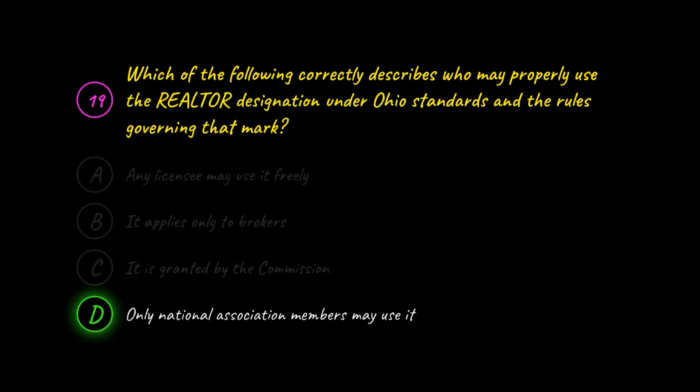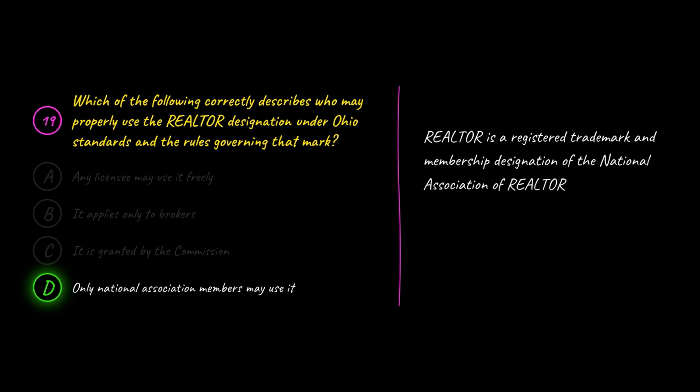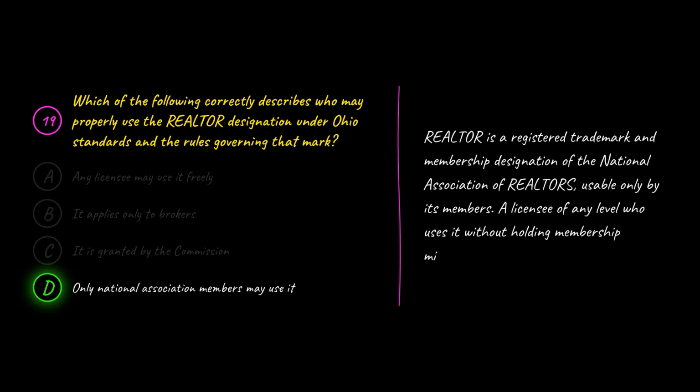The correct answer is D. Only National Association members may use it. D is correct because Realtor is a registered trademark and membership designation of the National Association of Realtors, usable only by its members. A licensee of any level who uses it without holding membership misrepresents their credentials under Ohio standards.